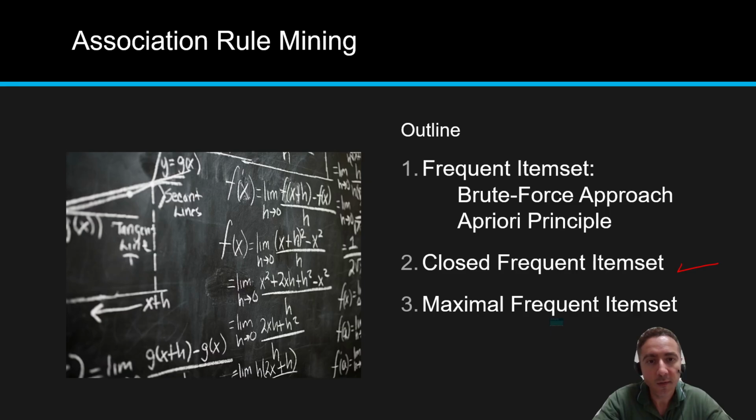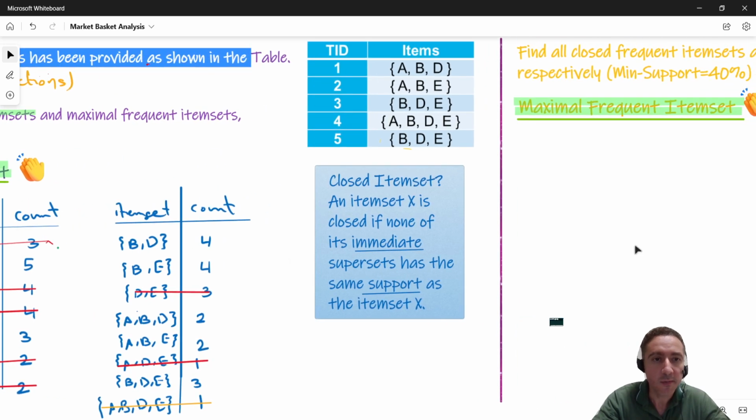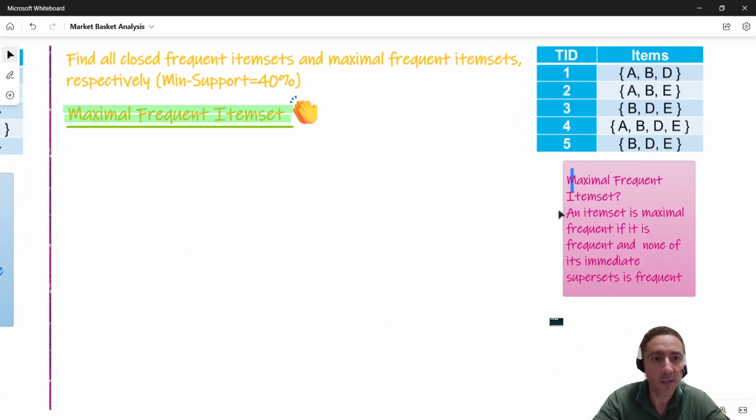Okay, so again, now we are at the last stage, the last item in our outline list, which is working on the maximal frequent item set. So without further ado, let's check out the maximal frequent item set. But what is a maximal frequent item set first? An item set is maximal frequent if it is frequent and none of its immediate supersets is frequent.